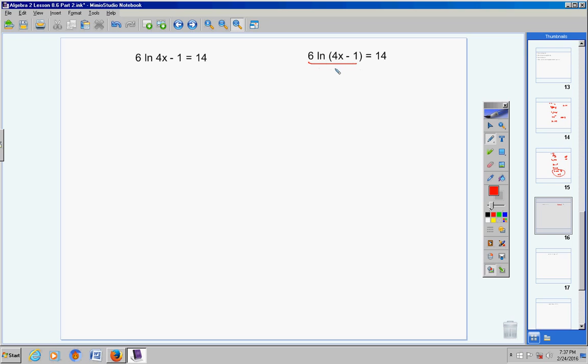Because negative 1 is not part of your argument, but over here, negative 1 is part of your argument, so all you have to do here is divide both sides by 6, and you'll get natural logarithm 4x minus 1 equals 7 over 3. Now I'm not going to make that decimal because it's going to repeat, alright? So I'm going to leave it like this. 14 over 6 is 7/3. Now the logarithm is isolated, so write it exponentially. 4x minus 1 equals e to the 7/3.